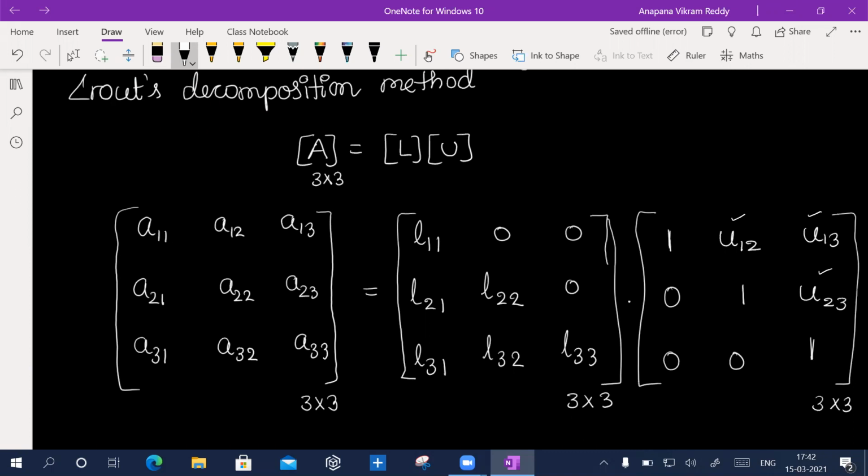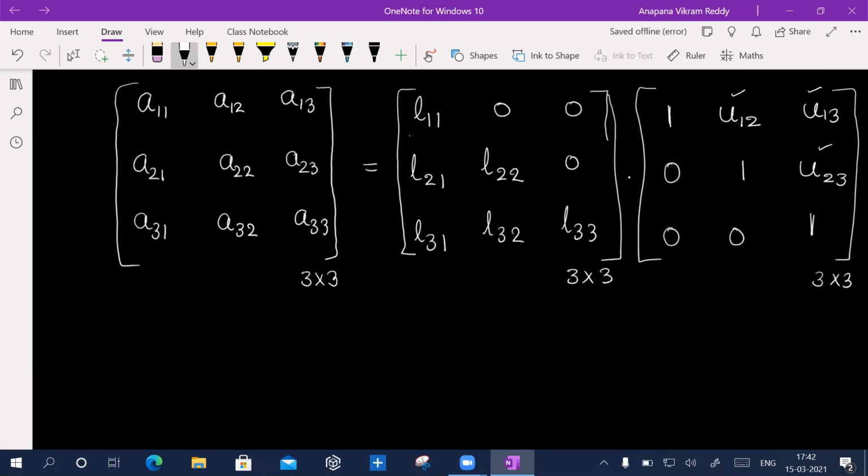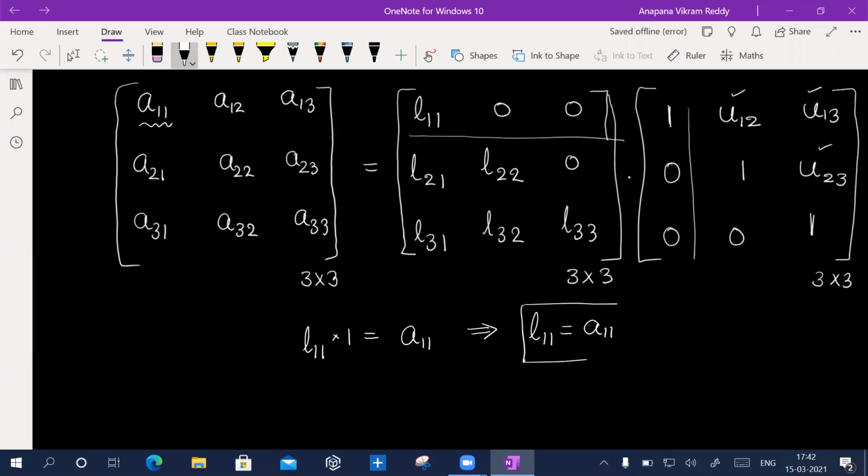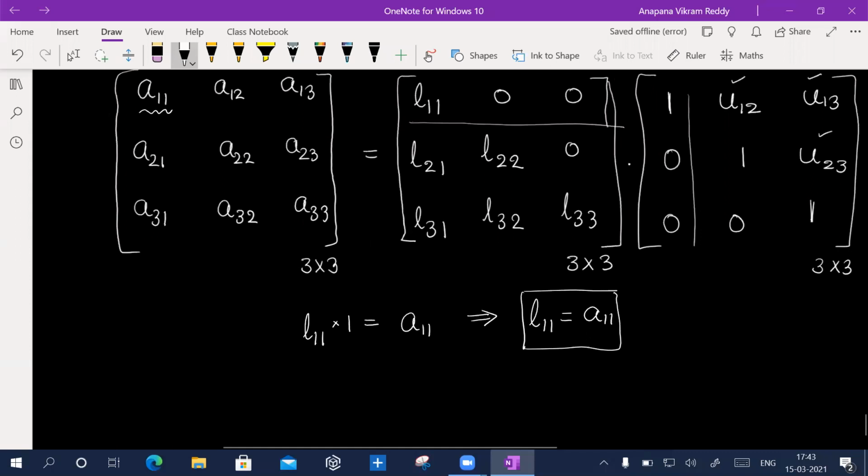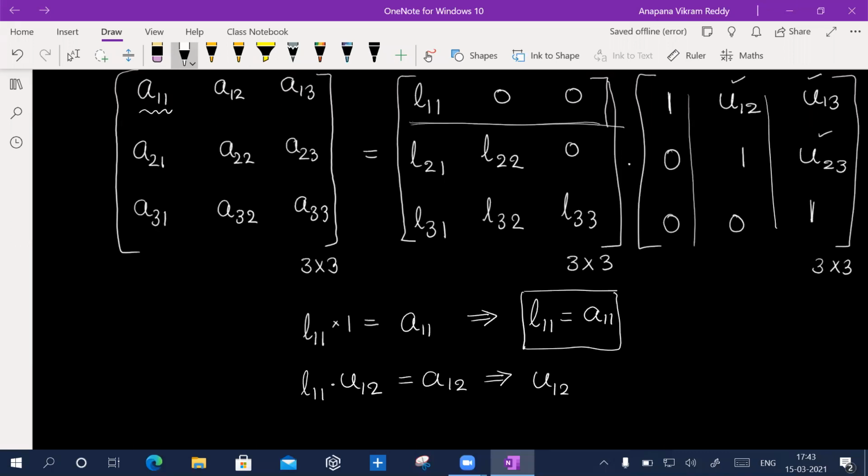Just multiply and get the answer. For example, take the first row multiplied by the first column. Then I get L11 multiplied by 1, and equate this to A11. So finally L11 is equal to A11. Whatever A11 is, that is the first element of the L matrix. Straightforward. Now how do I find U12? Multiply the first row with the second column of the U matrix. Then you get L11 multiplied by U12 equal to A12. So U12 is equal to A12 by L11.